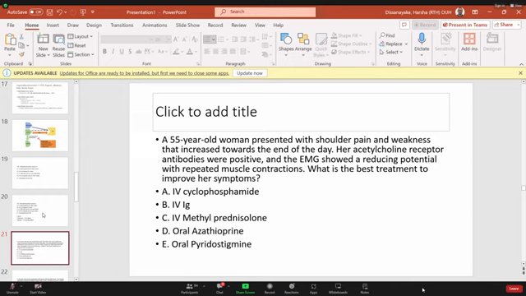Hello, myasthenia. Anything incompatible with myasthenia? It's a weakness. So I don't know why they have mentioned shoulder pain, but if the antibodies are positive and EMG shows reducing potentials, I have no doubt in the diagnosis of myasthenia, and therefore I will take it as myasthenia.